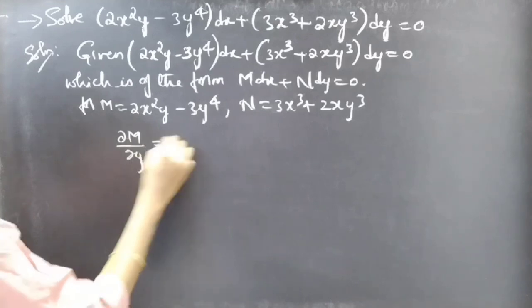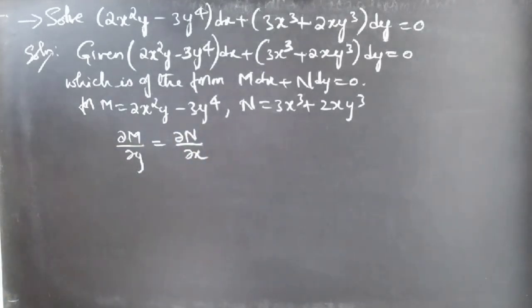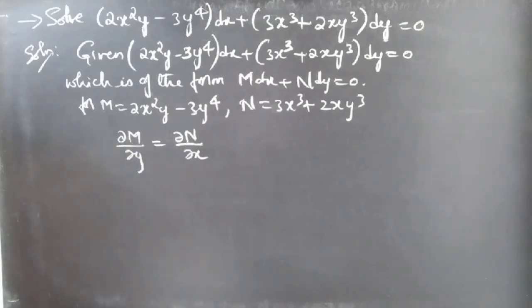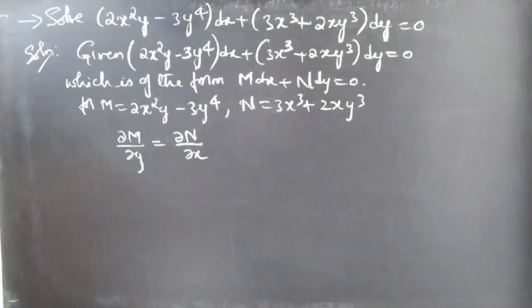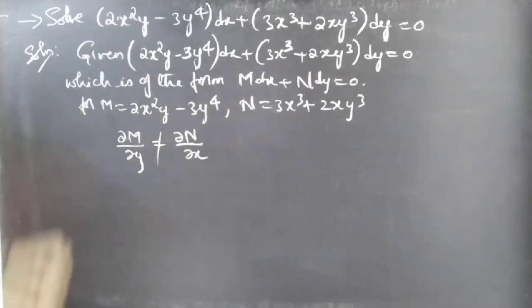For that, we'll find the partial derivative of M with respect to y and the partial derivative of N with respect to x. If the two partial derivatives are equal, then we can say that the given differential equation is an exact equation. If it is not, then we call it a non-exact equation. Okay, so let's find the partial derivatives of M and N.